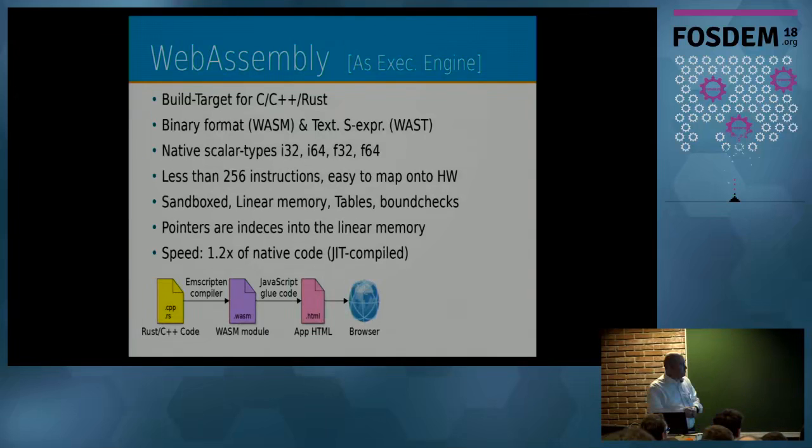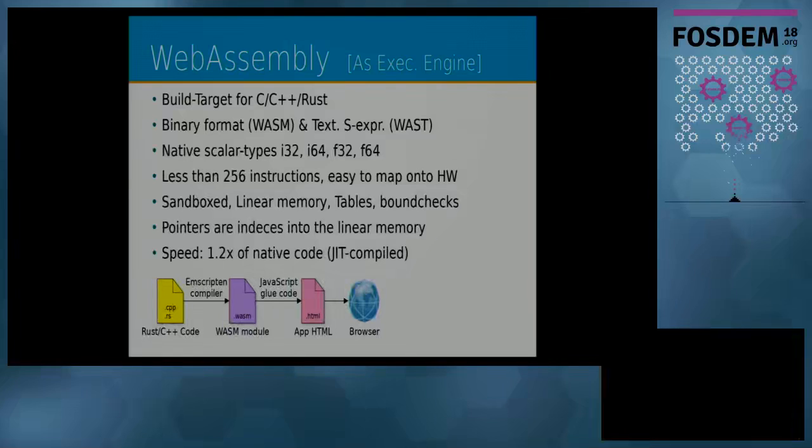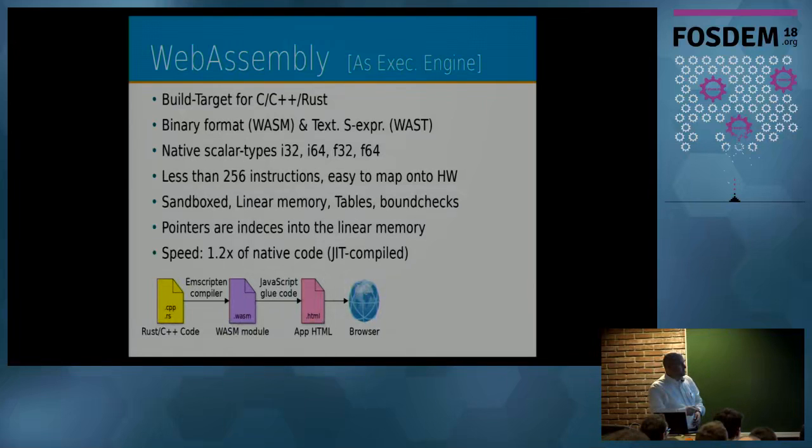It's sandboxed, it's using linear memory, so it doesn't have direct access to the global memory of your application. It's using tables, and every memory access is bound checked to make sure we stay in the linear memory. Pointers are just indices into the linear memory. And when we do just-in-time compilation, it's possible to get a 1.5 factor of native code speed.